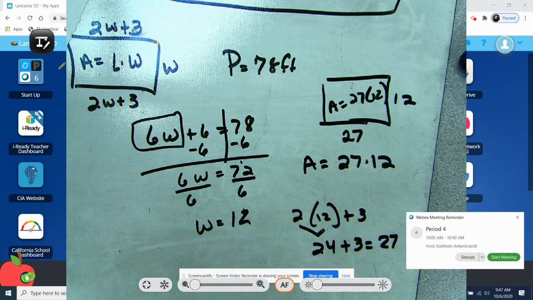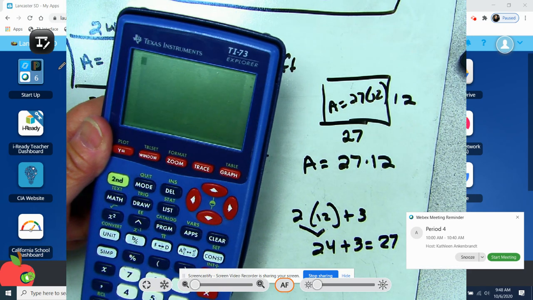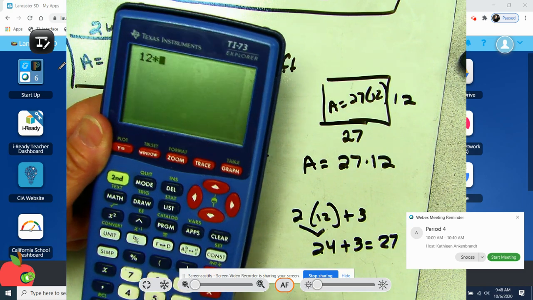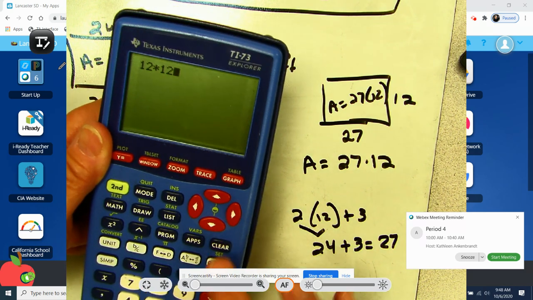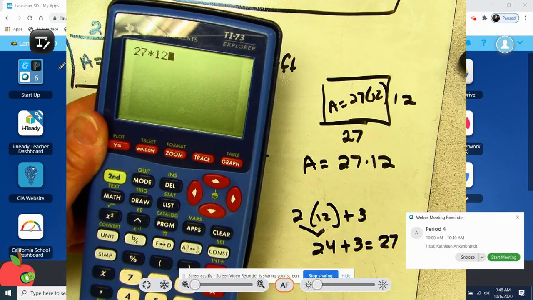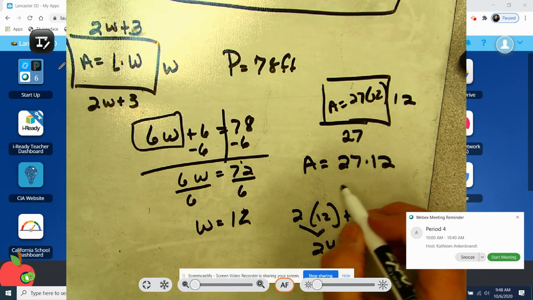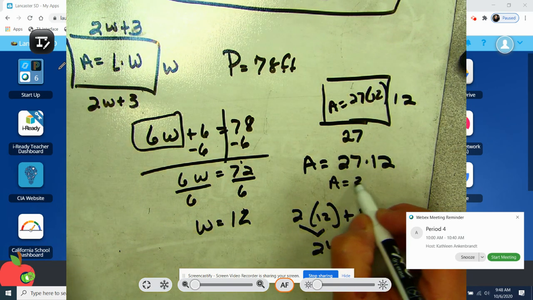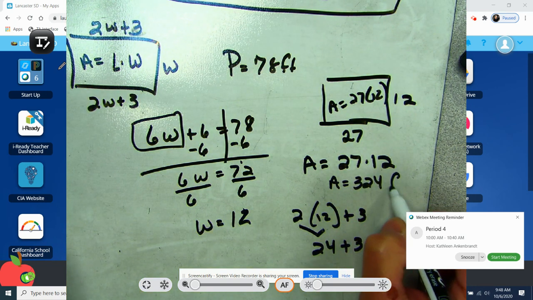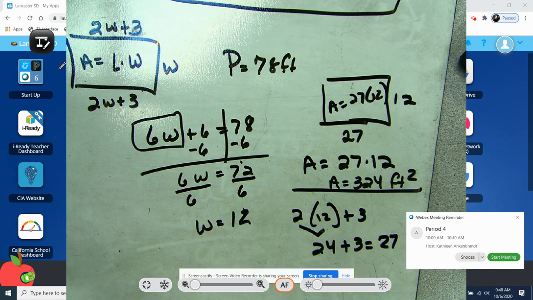And if we get our calculator out, because that's what you're going to do, you're going to take 27 times 12. Whoops, that's not right. 27 times 12, and you're going to get 324. So the area equals 324 square feet. And that's the final answer.